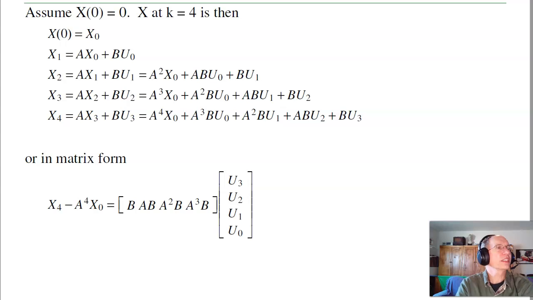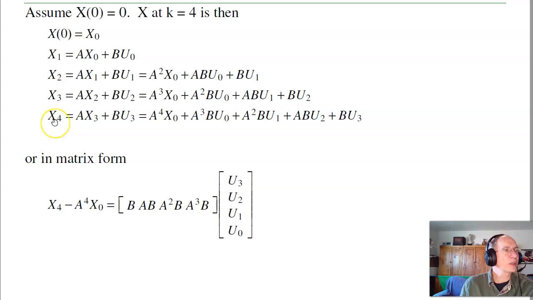So to do that, let's find out what is x at time 4. At time 0, x is equal to x0. At time 1, x of 1 is Ax of 0 plus Bu of 0. x of 2 is Ax of 1 plus Bu of 1. Substituting for x of 1, I have A squared x0 plus ABu0 plus Bu1. x of 3 is Ax2, substituting for x2. x of 4 is Ax3, substituting for x3.